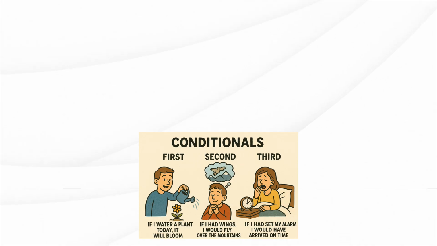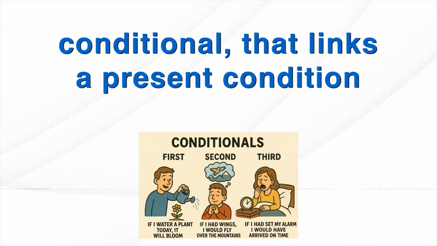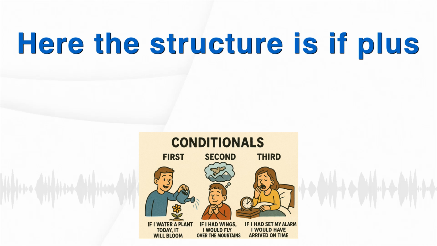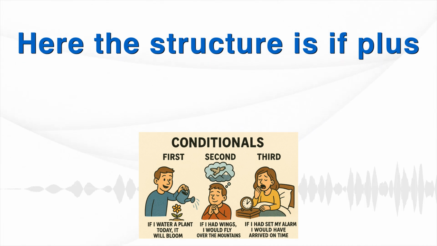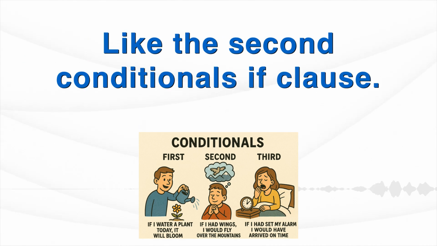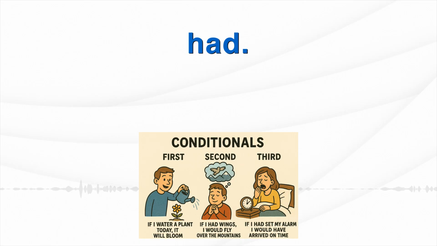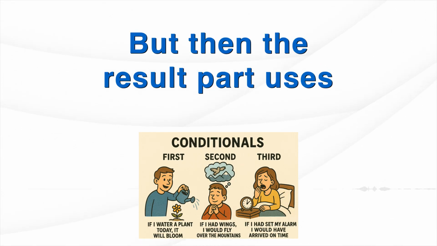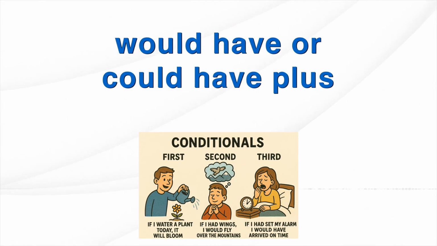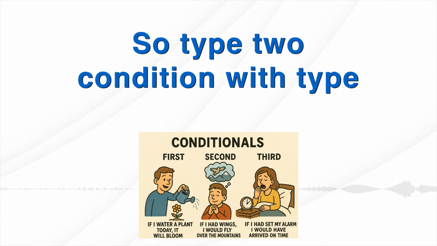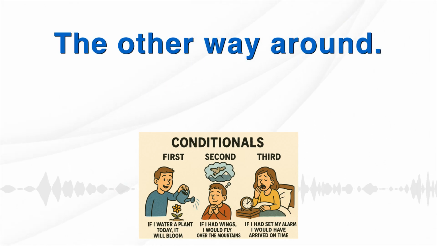Okay. And the second type of mixed conditional, that links a present condition to a past result. That's the other common mix. Here the structure is if plus the past simple tense, like the second conditional's if clause. If I were, or if I had. Correct. But then the result part uses would have or could have plus the past participle, referring to the past. So type 2 condition with type 3 result. The other way around? Exactly.